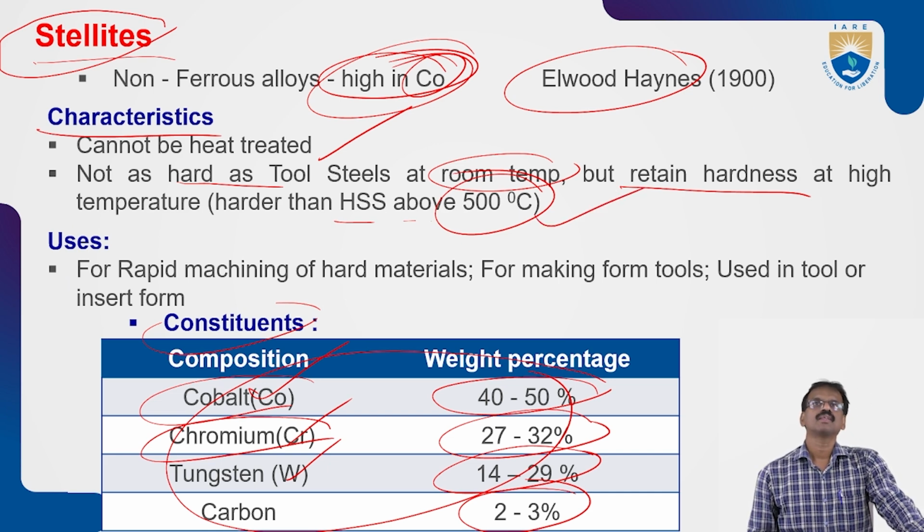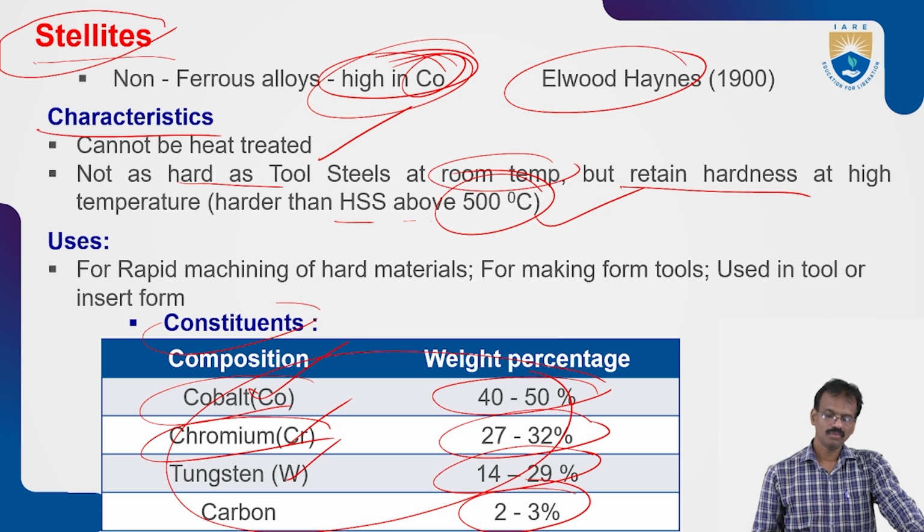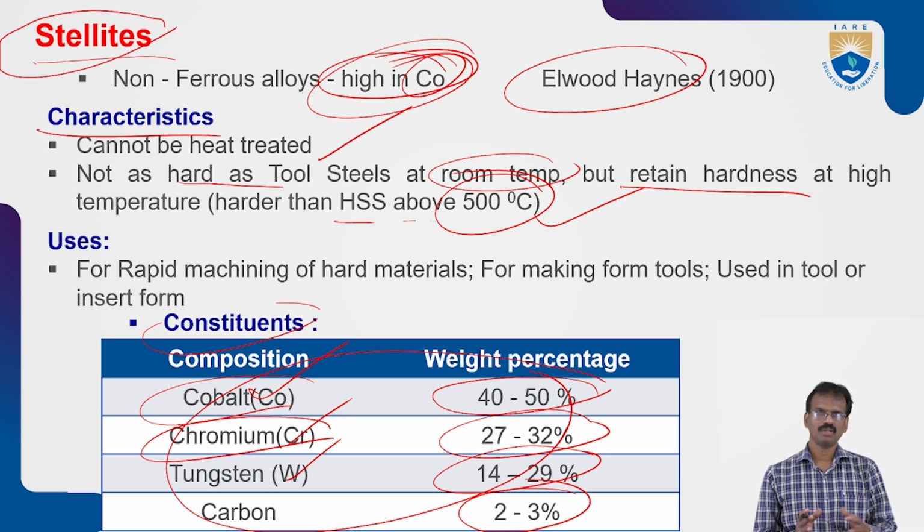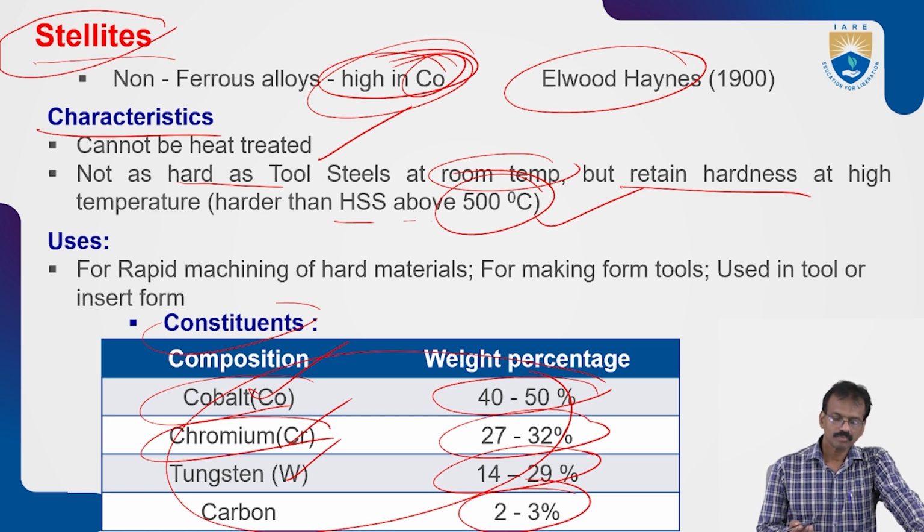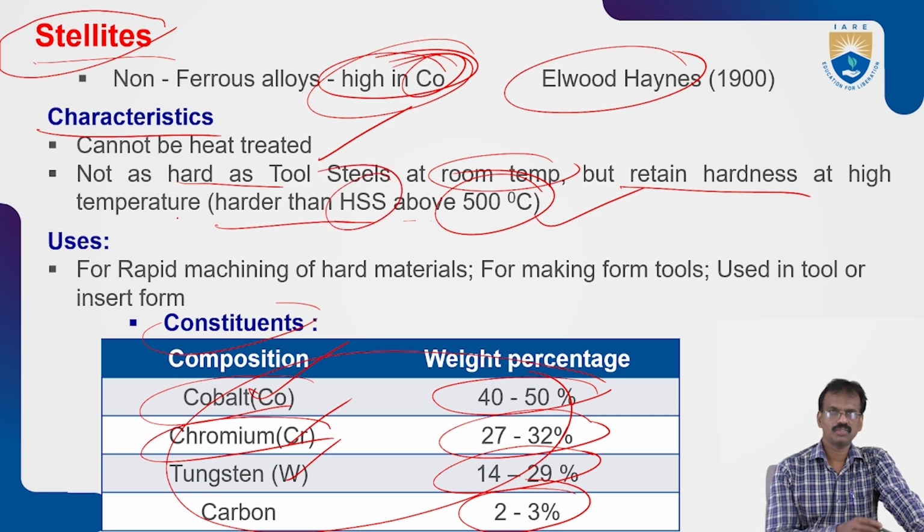Okay. So compare it to other materials. If the temperature of other materials increases, the hardness will decrease. But it is just the opposite of other materials. If the temperature of these stellite materials increases, automatically hardness also increases simultaneously. You can see it is much harder than HSS at above 500 degrees Celsius.